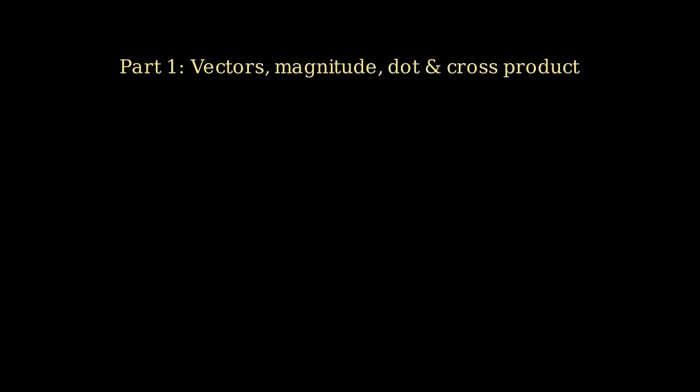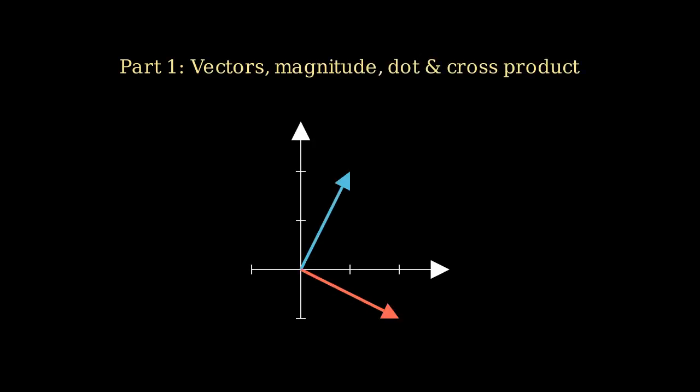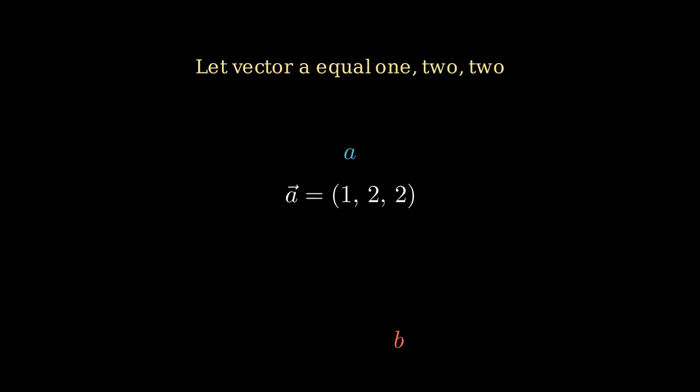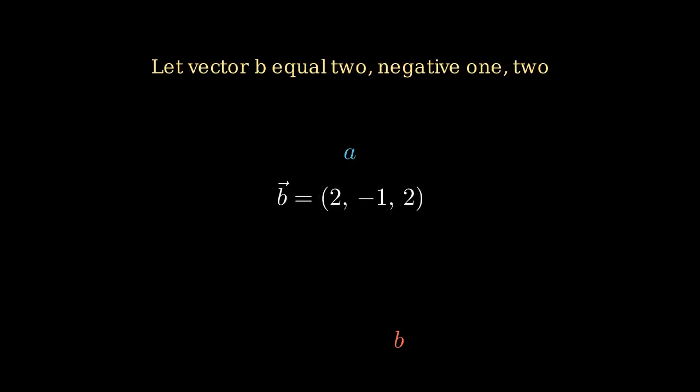Part 1, Vectors. We introduce two vectors, A and B, so we can practice magnitude, dot product, cross product, lines and planes. Let vector A equal the ordered triple 1, 2, 2. Let vector B equal the ordered triple 2, negative 1, 2.